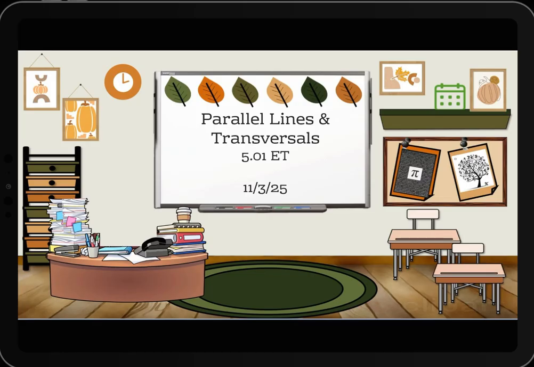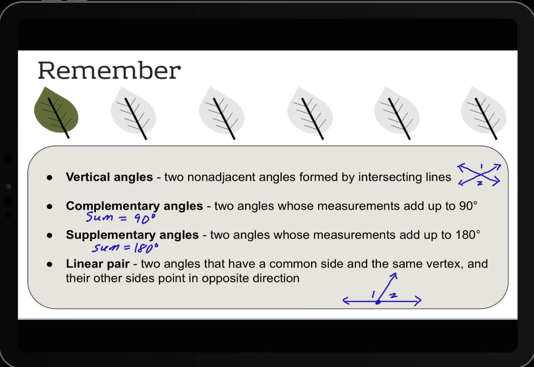In lesson 5.01, we will be looking at parallel lines and transversals. Recall that we have angle relationships that we've already discussed, such as vertical angles, complementary angles, supplementary angles, and of course the linear pairs. You can see a few diagrams and examples of what those may look like. Remember, with complementary, the sum of both angles is equal to 90, and the supplementary angle pair has a sum of 180 degrees.